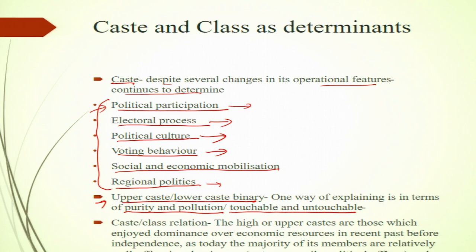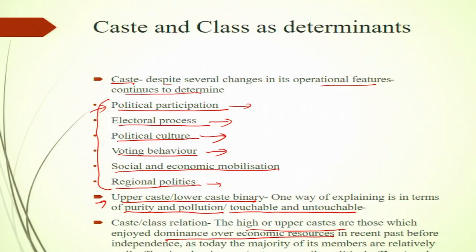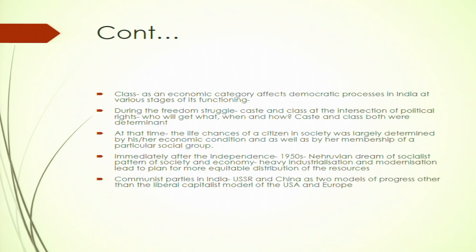Going beyond that, in the caste-class relationships, we find that the high or upper castes are those which enjoyed dominance over economic resources. Thus, the other framework for making sense of this binary is that a few political scientists and social scientists have also brought in the intersectionality of caste and class together to argue that generally the upper castes are also those who belong to the upper class, and similarly the lower caste people belong to the lower class.